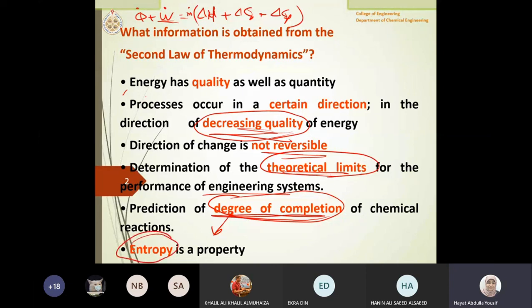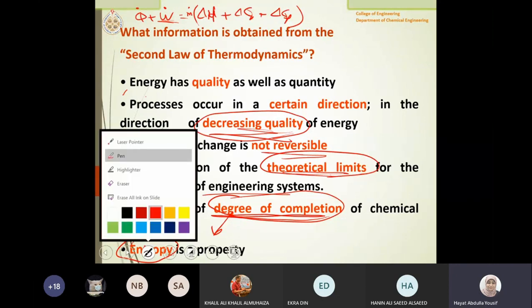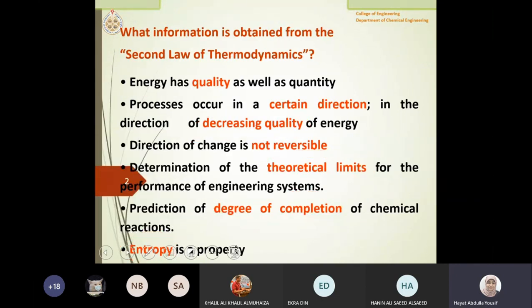Okay, but I know this slide is a bit difficult because we still did not start chapter 5 in details. But I'm trying in this slide to summarize why the second law of thermodynamics is important compared to the first law. So just to make a summary, I would say the quality is something that is unique with the second law. It will tell me about the quality. Okay, it will tell me about the theoretical limit.